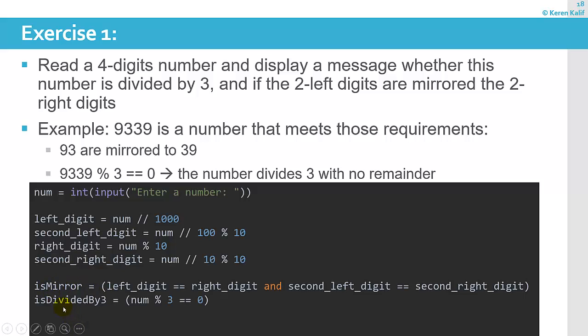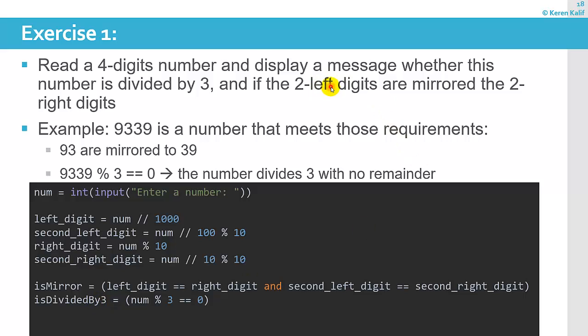In addition, I want to check whether the number is divided by 3, so I take the number, modulo it with 3, and I check whether it equals 0. If num modulo 3 equals 0, the result is true, and true is entered into isDividedBy3, else false is entered.